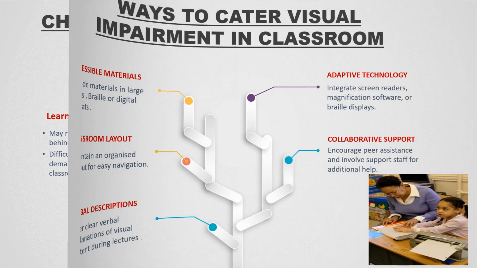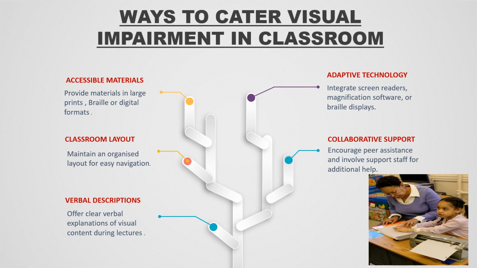Next, the ways to cater to visual impairment in the classroom. So the first one is accessible materials. We can provide students some materials in large print, braille, or digital formats. Classroom layout. The classroom layout may be maintained in an organized way for easy navigation for visually impaired students. Third, verbal descriptions.